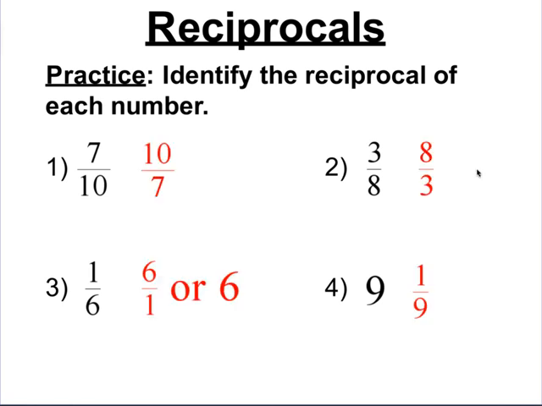Okay, what you'll notice here is that for the first 3, questions 1, 2, and 3, I just flipped them upside down. So 7/10 turns into 10/7, 3/8 turns into 8/3, and 1/6 turns into 6/1, which I can write as 6. 9, however, remember, if you want to find the reciprocal of a whole number, the first thing you should do is start by putting the whole number over 1 and then flipping it. So 9 means 9/1. When you flip it, you get 1/9. So the reciprocal of 9 is 1/9.